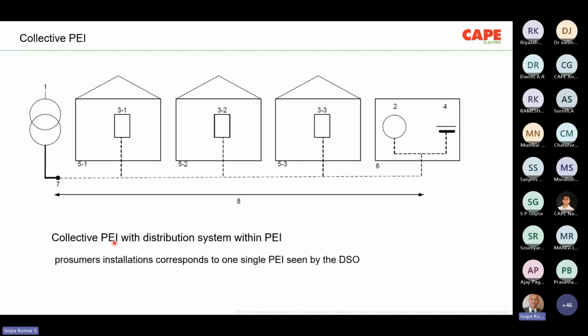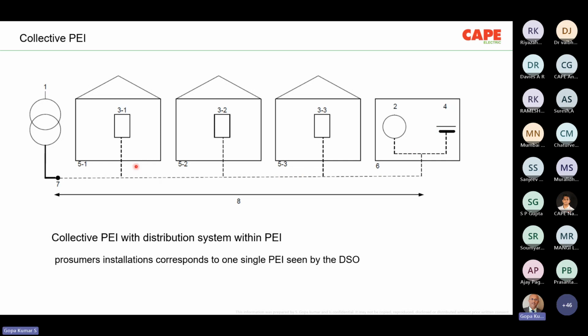This is a collective prosumer PEI with the distribution system within the prosumer electrical installation. So here you see the transformer. The point of commencement of supply is at a common point. The entire houses or the entire apartments or whatever is connected. Here 51, 52, 53 are the consumer numbers, maybe 1, 2, 3, 4, and 3, 1, 2, 3, 3 are loads. Number 2 and number 4 are probably the power supply as well as the energy storage system.